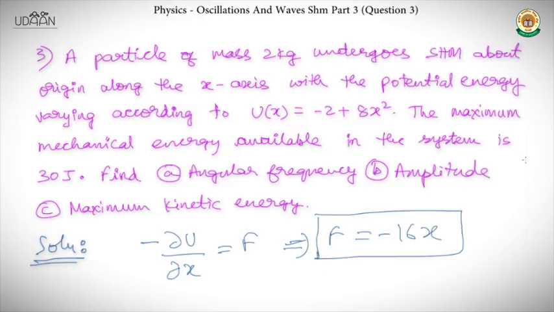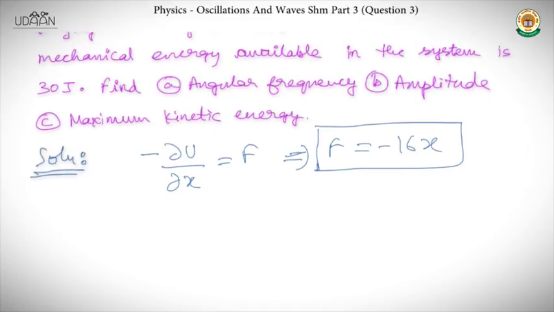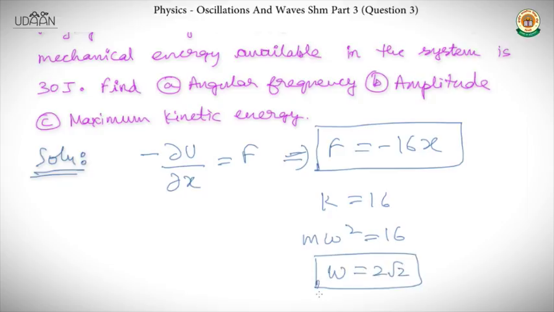So F is proportional to the displacement of the particle. From this we can say that the particle is in SHM. And then F is also minus kx. So from this you get k as 16, but k is m omega square. So m omega square is 16. So substituting mass as 2, you get omega as 2 root 2. So we've now found the angular frequency.